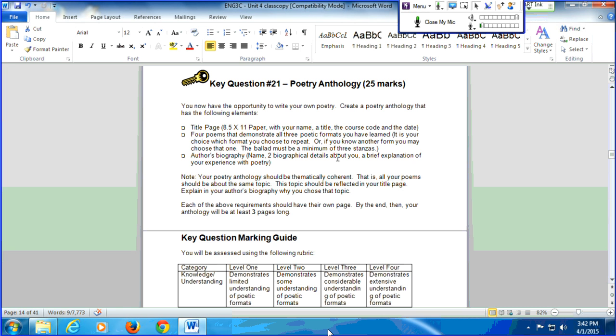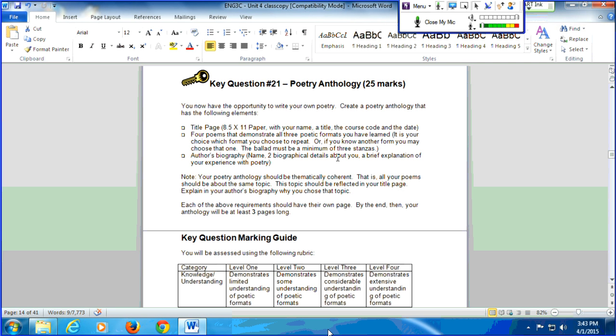So that's for the poetry part itself, the writing. The other part is an author biography. Now, this is your name, 2 biographical details about you, a brief explanation of your experience with poetry. So it's your first time writing it, you've written a lot of it, or haven't done it for a little while. This also needs to be about a paragraph. Just a little short explanation explaining why you wrote it and a bit about you as a person.